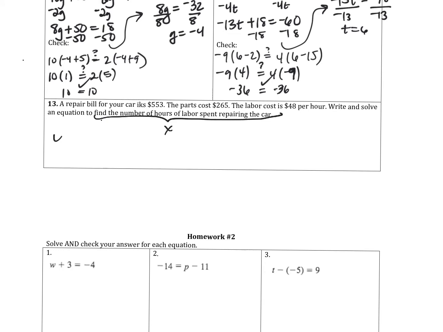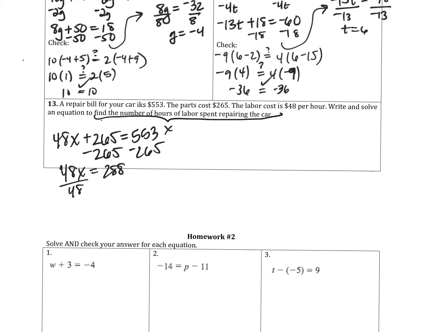So, $48 per hour, plus I have to add on the cost of the parts, and that's going to cost me $553. All right, if I subtract 265, I will get 48x equals 553 minus 265 is 288. If I divide both sides by 48 to get x alone, I will get 6. So how many hours did they have to work on my car? They worked on the car for 6 hours.